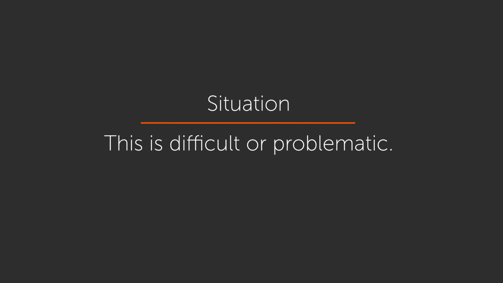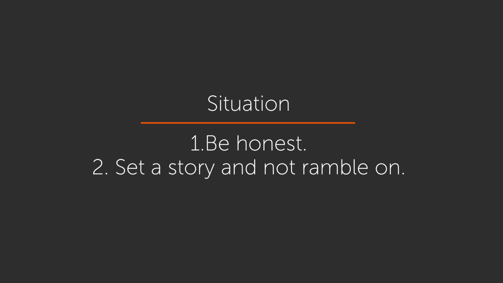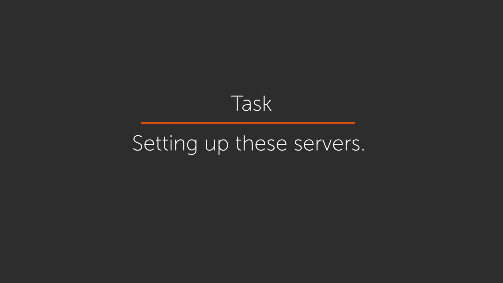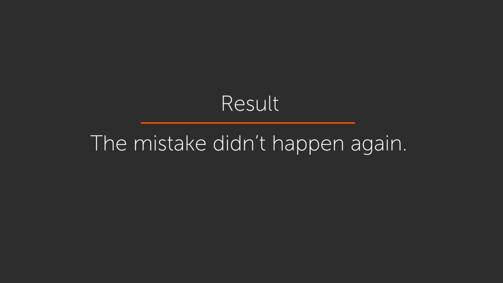Craig, that was a wonderful answer. And what I'd like you to do is explain to our viewers how you use the STAR technique to come up with that answer. Sure. In order to go through a situation that was difficult or problematic, it's important to do a couple things. One is to be honest, but also to set a story and not ramble on. So with the STAR technique, I described the situation, which was that I was new as a web developer. The task that I was undertaking was setting up these servers and ultimately taking them down. And then the action that I took at the end was to make sure there were procedures in place so that this mistake didn't occur again. And the positive result was not only that the mistake didn't happen again, but also that we were able to go on and make a better system from it.